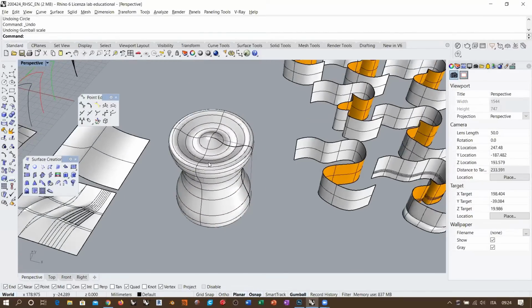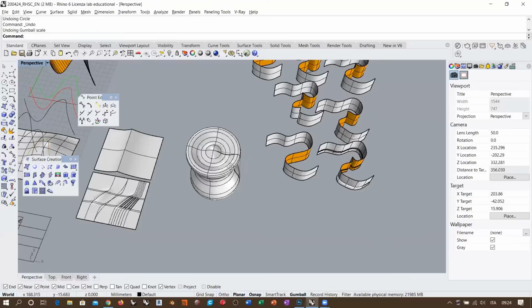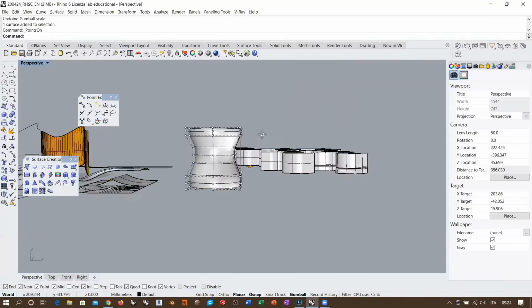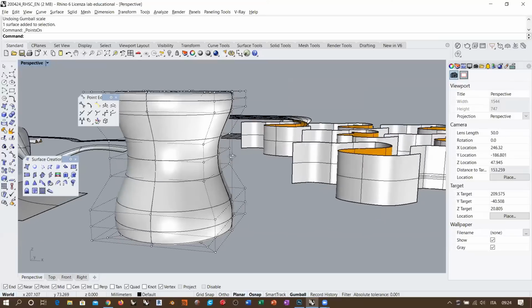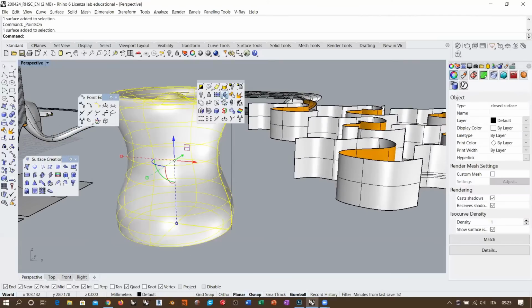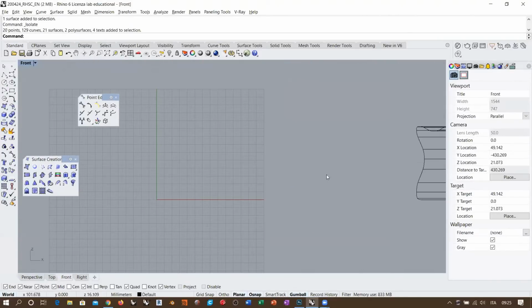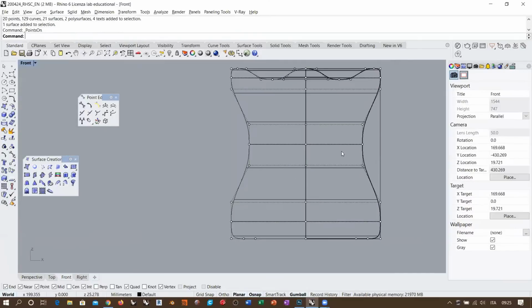Now I'm going to take, and of course, if I take this, for example, and I select, well, let me get rid of all the rest. And I go into the front viewport and take this surface and activate the control points.